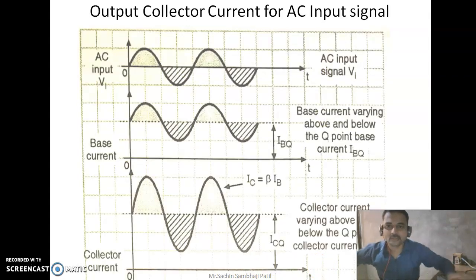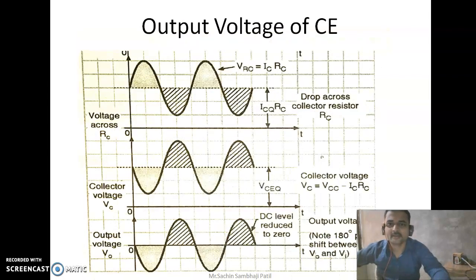This is the output voltage shown here, with the AC input. This is the base current, and the collector current IC is beta times IB, which we can call the amplified output current. There is no phase shift in the current. The collector current varies about the Q point, ICQ. And this is the common emitter output voltage. We can see the voltage drop across the resistor RC, and this is the collector voltage VC. It is inverted, so a 180 degree phase shift is there.